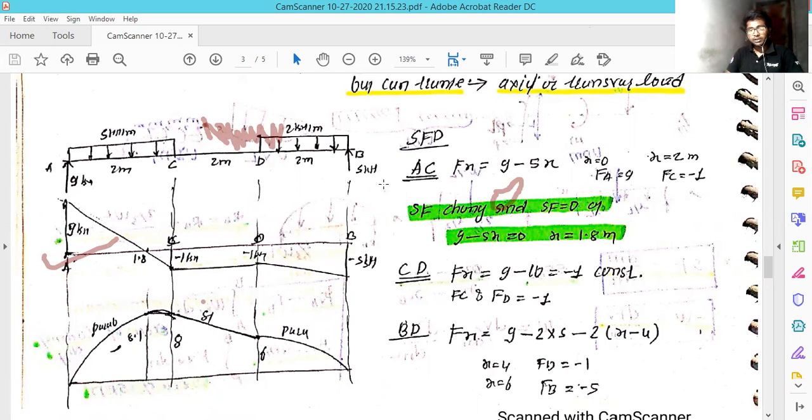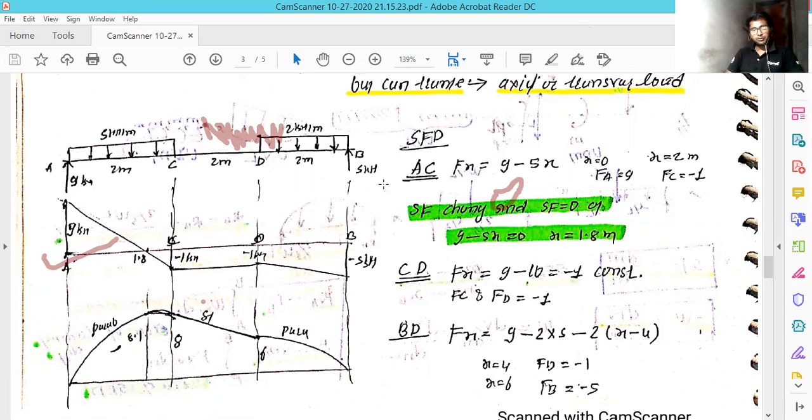If you want to find out at what distance from the A end it crosses the neutral axis, you take 9 minus 5x equal to 0, where the shear force is going to be 0, because at that point it crosses the neutral axis, on which the shear force is 0. If you find out the value, it will give x equal to 1.8, so the zero shear force is at 1.8 meter away from the A point.